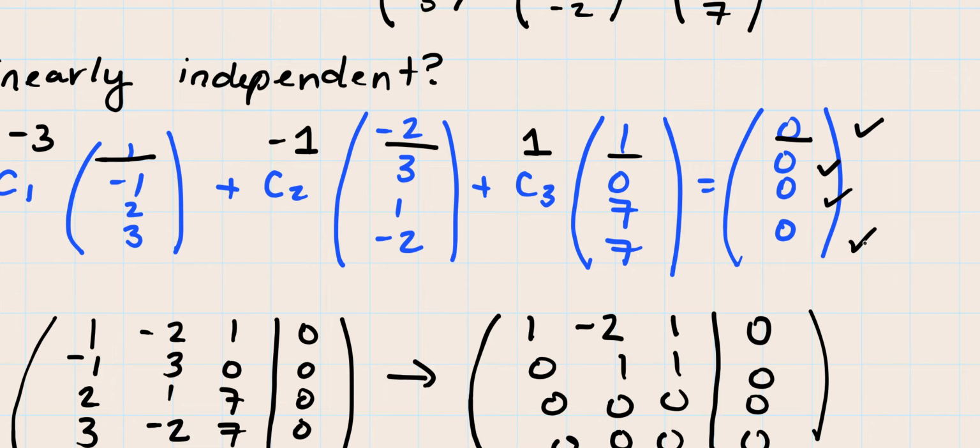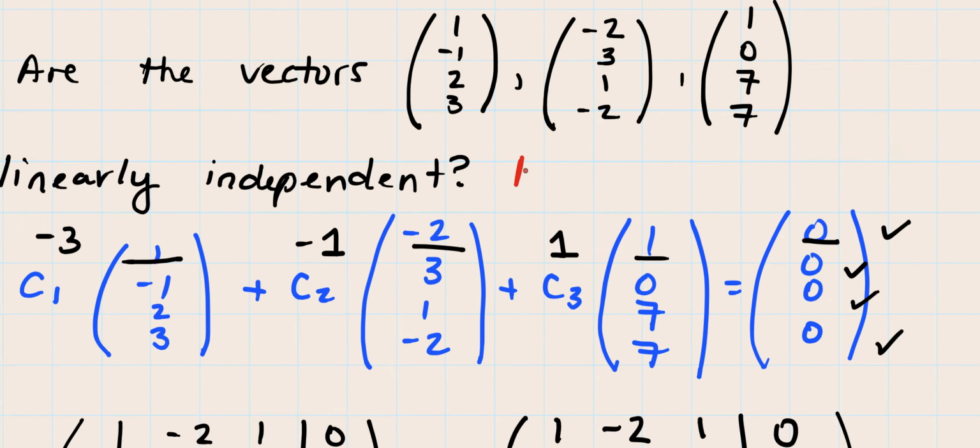That is also 0. So you can see you get that C1, C2, C3, not all of them are 0. You could have one of them being 0. That would be fine. But as long as one of them is not 0, then the vectors are linearly dependent. So the answer here is no. They're linearly dependent.